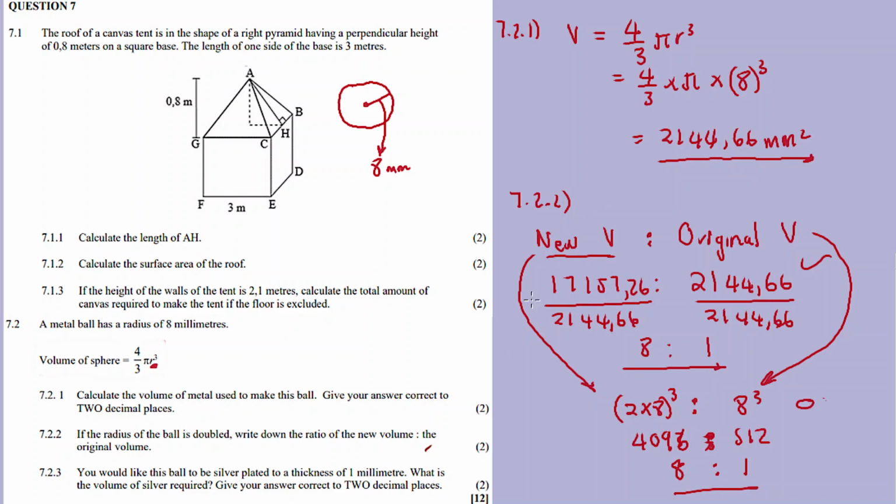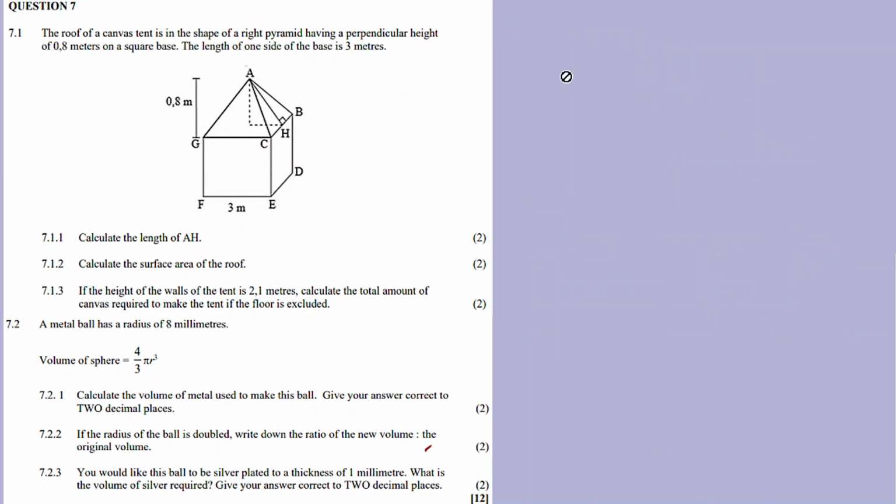Now for the last question, 7.2.3: you would like this ball to be silver plated to a thickness of 1 millimeter. What is the volume of the silver required? Give your answer correct to 2 decimal places.